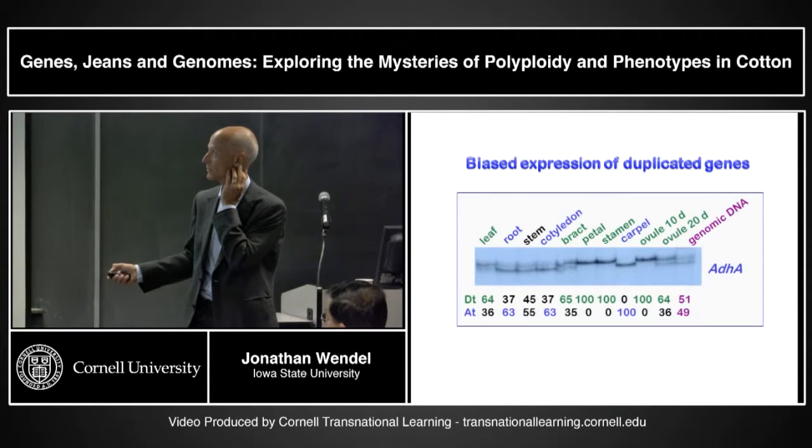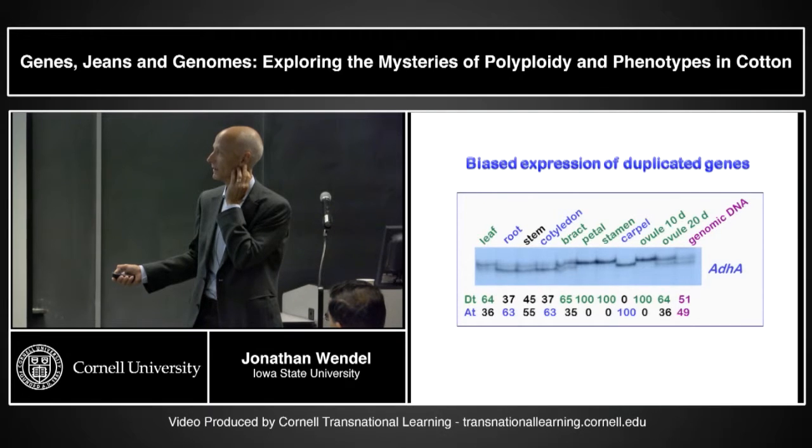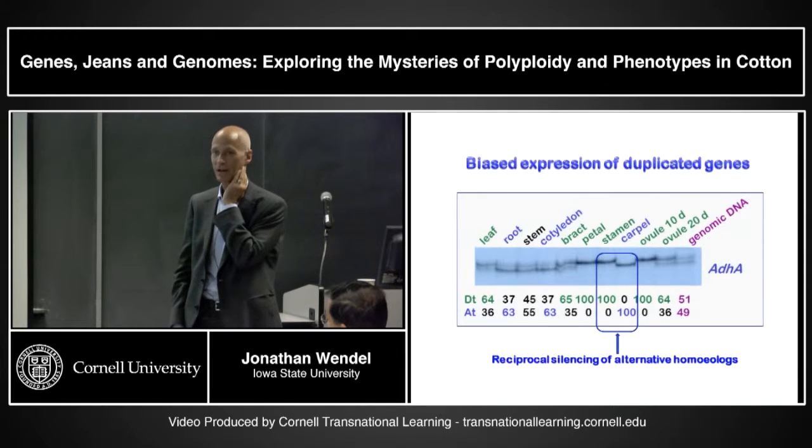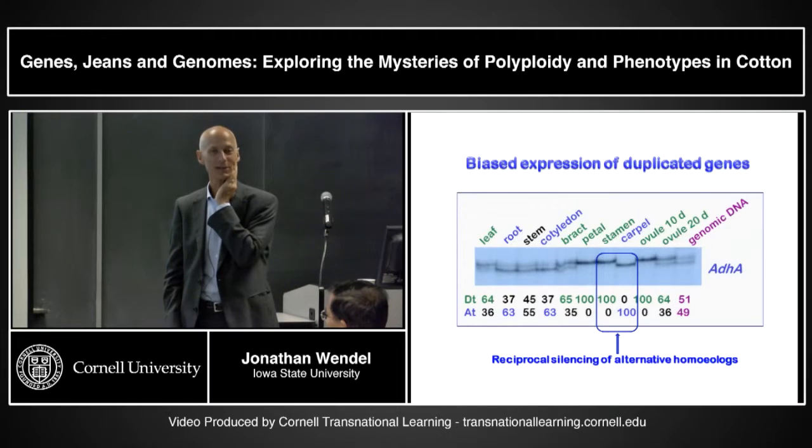So in leaves, there's two-thirds expression of the copy from the D genome and one-third from the A genome, and it's the reverse in roots, and you scan down, and look at that, you go, this nutty stuff. Alternate whorls of the same flower. You get reciprocal silencing of the alternative homolog.